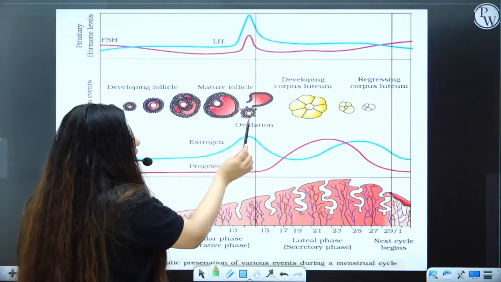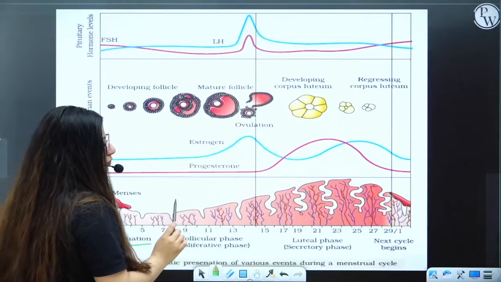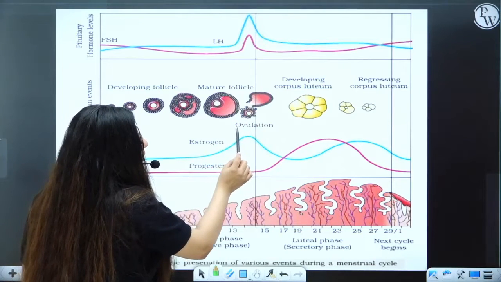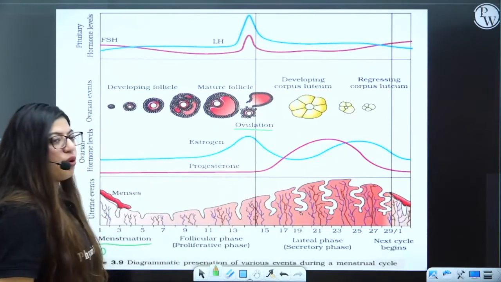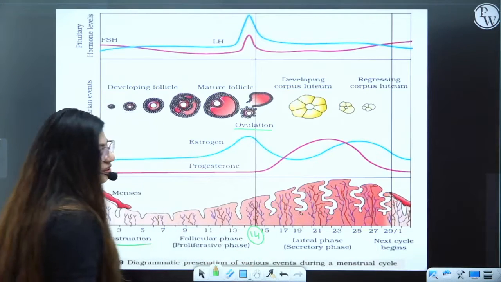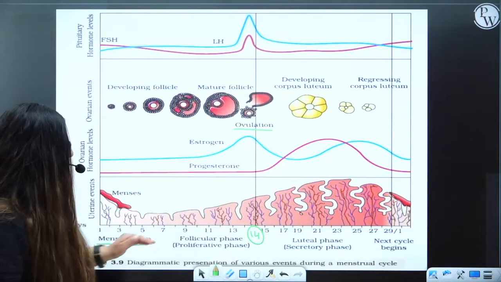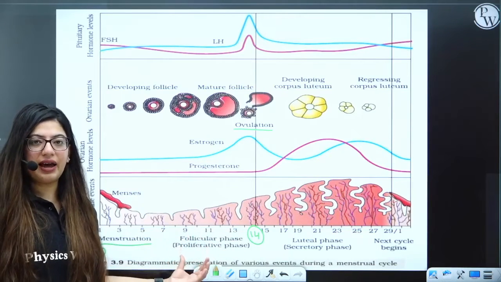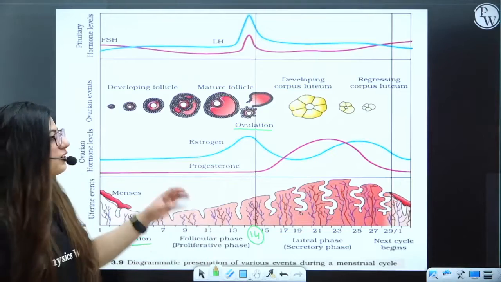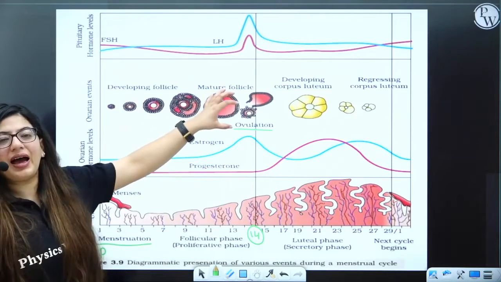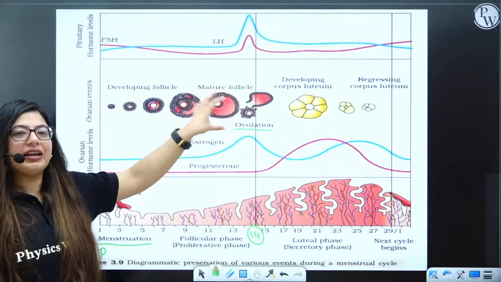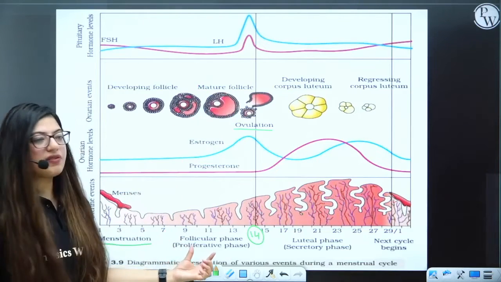So, as a result, on the 14th day, there will be rupture of this mature follicle, which will lead to ovulation. On which day? 14th day. Right? Now, in between the 5th and 14th day, we call this phase the follicular phase. Why do you call it a follicular phase? Because the most development of ovarian follicle has taken place here. That's why you call it a follicular phase.